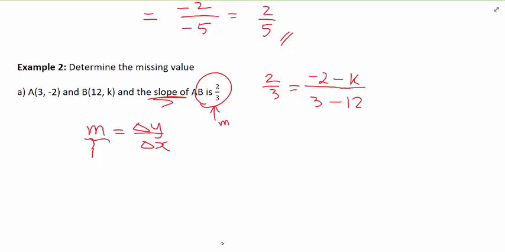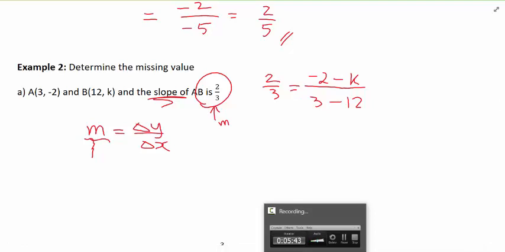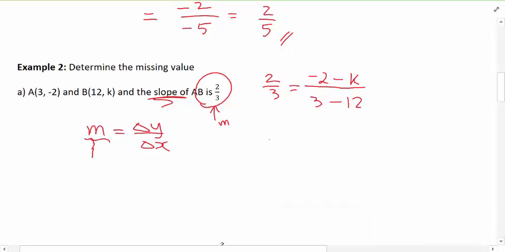Now, remember when I said when you're doing fractions like this, what can you actually do? Cross multiply, right? Yeah, so let's cross multiply here. But before I cross multiply, let's simplify some of the stuff. So it's 2 over 3 is equal to negative 2 minus k over what? What can I simplify this to? Negative 9.